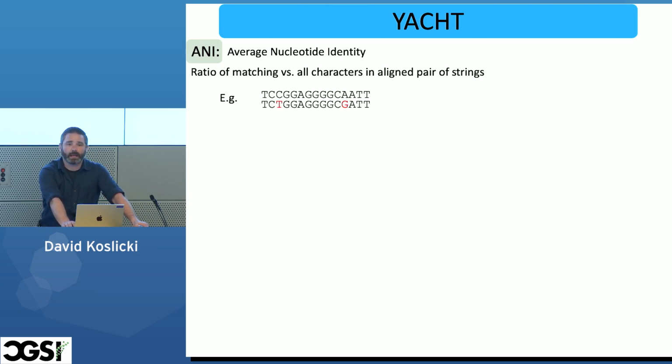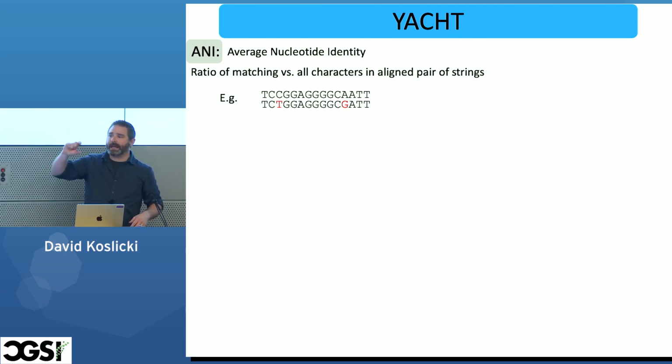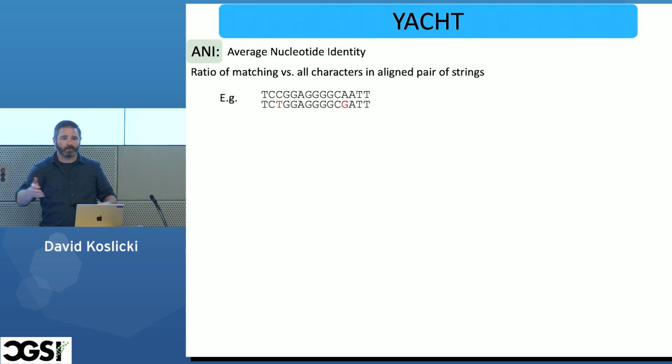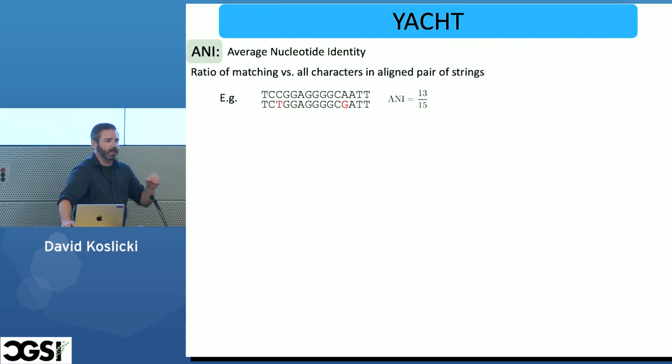So here's an example. I have 2 sequences. And notice that the red highlights where they differ. I have 15 nucleotides total. And between these 2 sequences, in 2 places they don't agree. So in this case, the ANI is 13/15. If you have an ANI of 1, that says it's identical in the aligned regions. ANI of 0, they're as completely unrelated as possible.